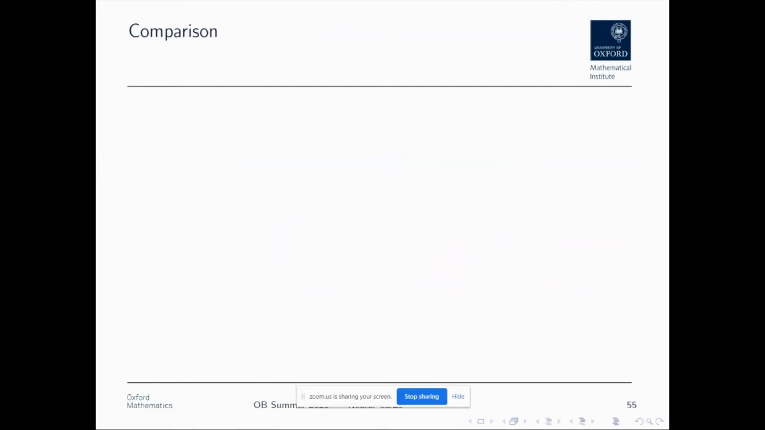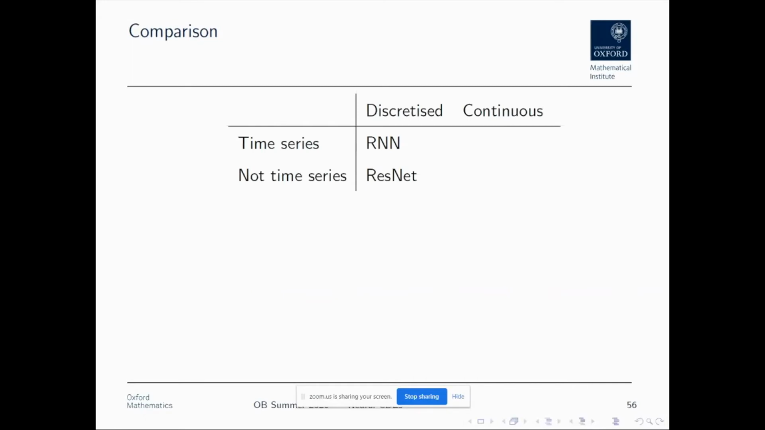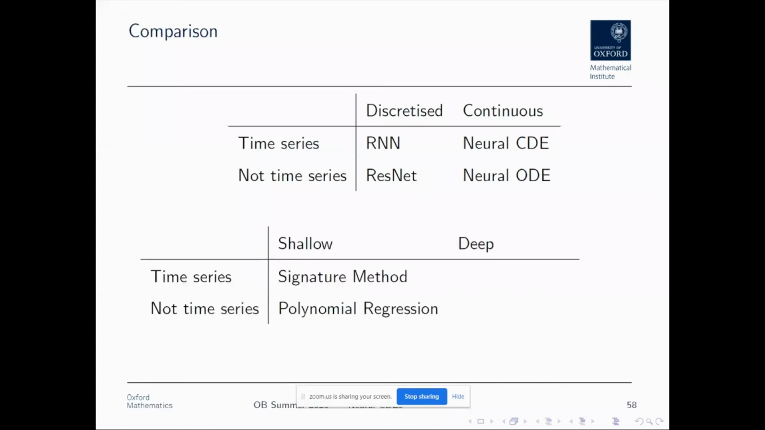Okay, so I'm going to lean into the comparisons a little bit more here, in that we have these discretized recurrent or residual networks, and these have these continuous time analogs of neural ODEs or CDEs. The comparison between neural ODEs and ResNets is quite well known. You can view ResNets as a discretization of a neural ODE. Okay, there's another comparison which I'd like to make, which is hopefully closer to home for some of the people here, and that's to the signature method.